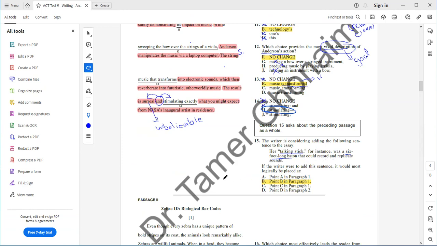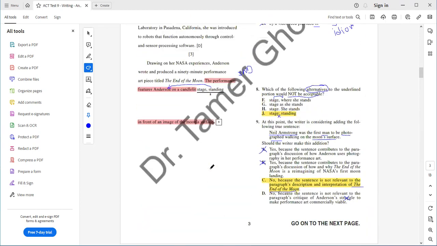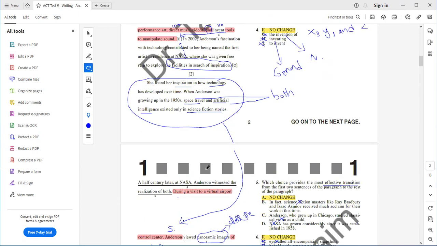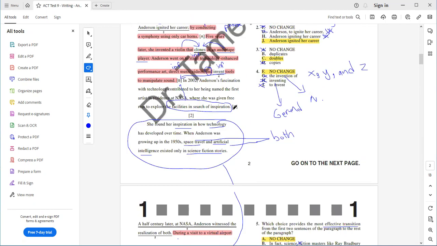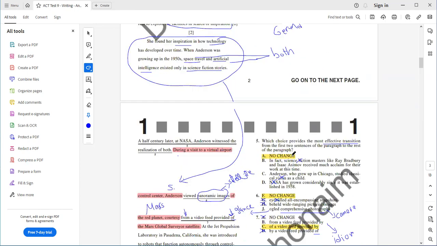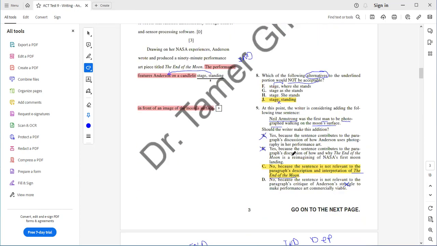So maybe let's look at point C in paragraph one. Can you find C? Yes, here. Okay. It can be because it talks about the tools of inspiration. Look here now. She found her inspiration in how technology has developed over time. We can't separate them by writing something that doesn't talk mainly about the thing that is being talked about here.